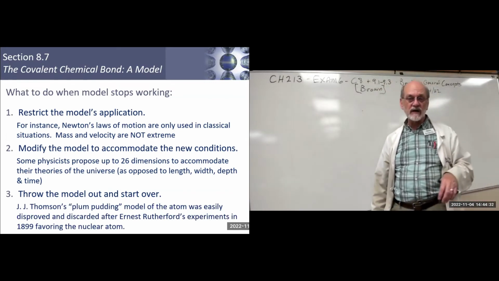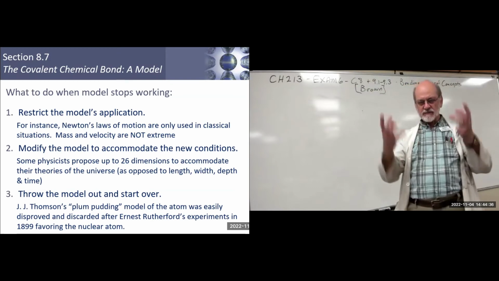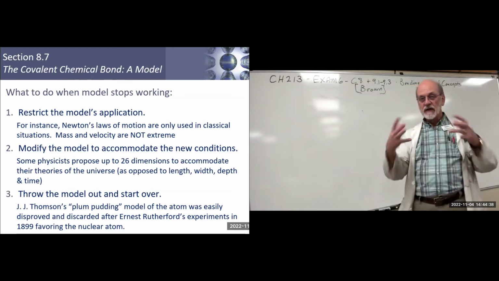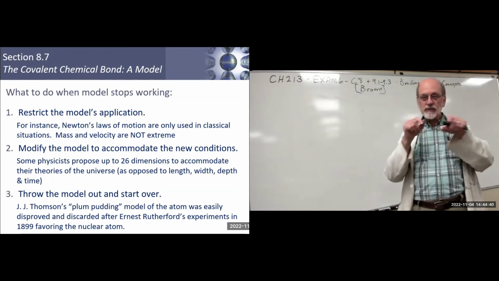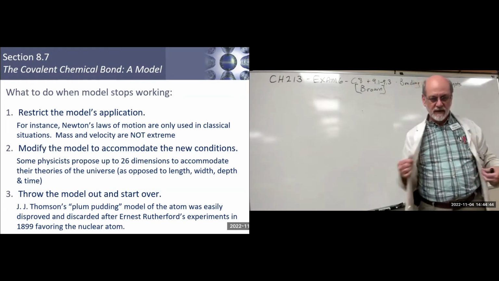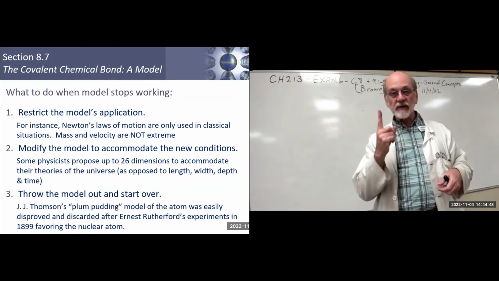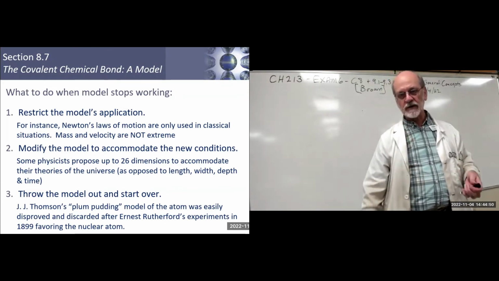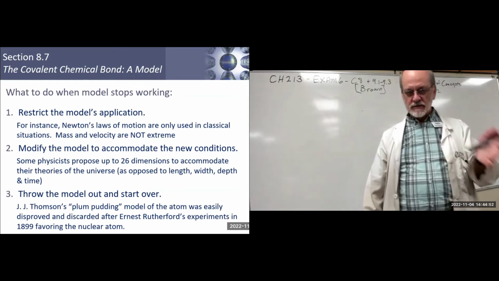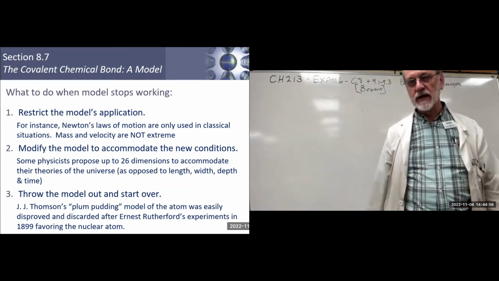A perfect example is J.J. Thomson's plum pudding model of the atom, right? Remember that one, where the atom is just this big conglomeration of a positive charge, and you have sprinkled in it negative charges, electrons. Well, Ernest Rutherford, with one simple experiment, the gold foil experiment, disproved J.J. Thomson's plum pudding model, and they just had to throw it away. It was no good.